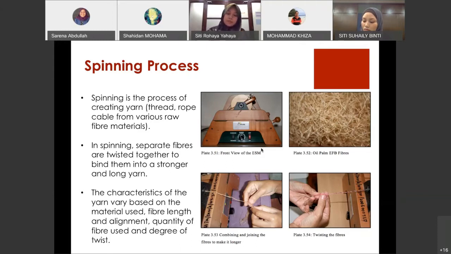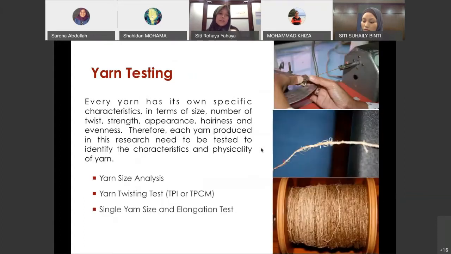After that, we go for yarn testing. Yarn testing is quite tough for this research, because of the yarn breakage and the properties of the materials.